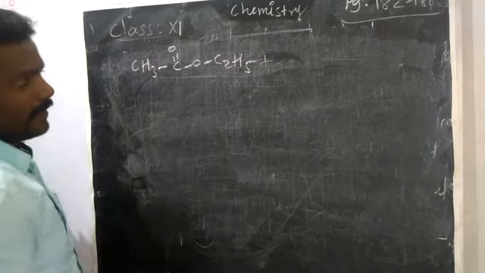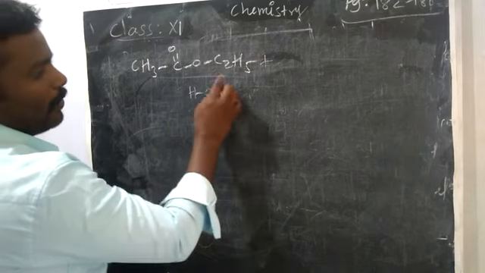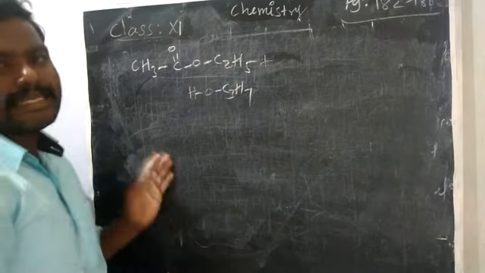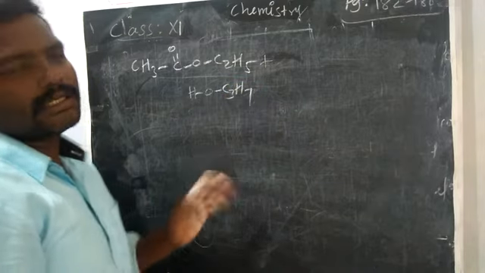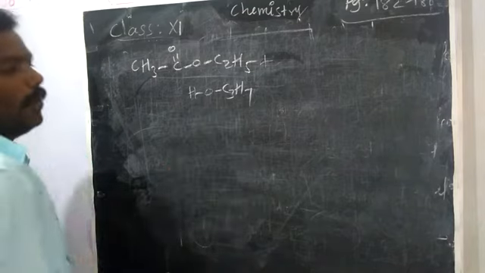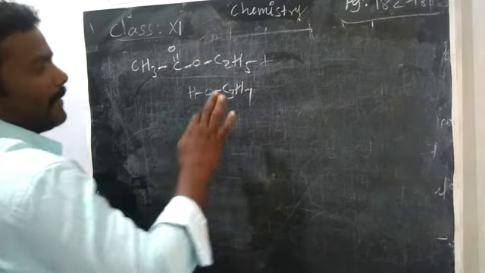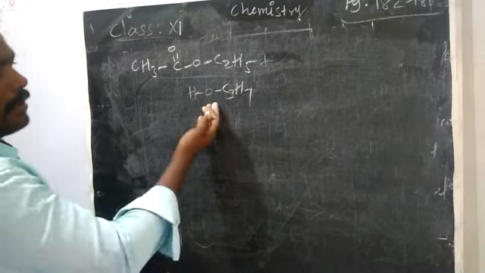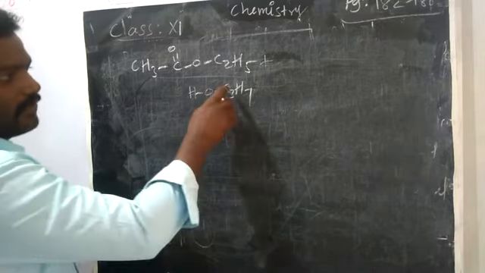So how will you write the alcohol? HO C3H7. Actually you can write CH3CH2CH2OH. Shortly we can write HOC3H7. What will happen? Same, whenever you are adding that ester with the alcohol, just a substitution will take place.